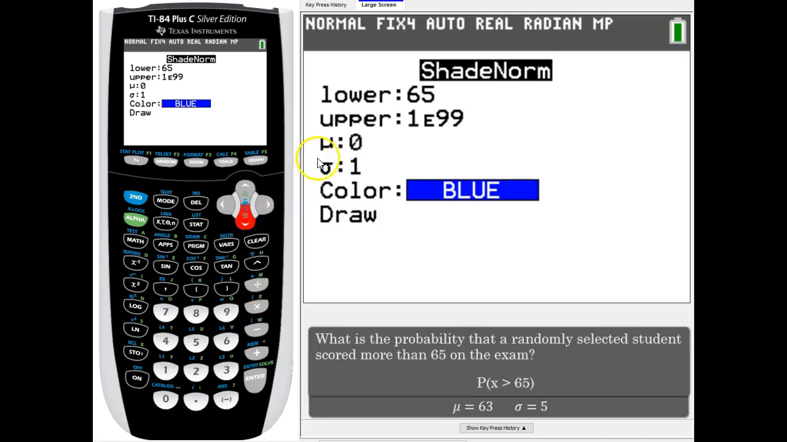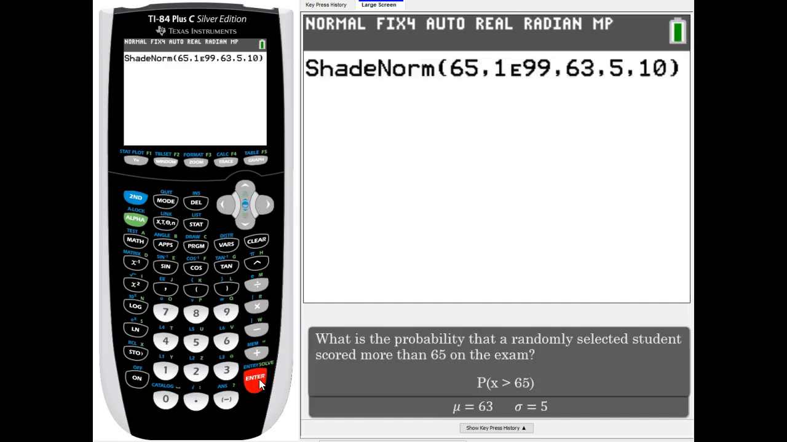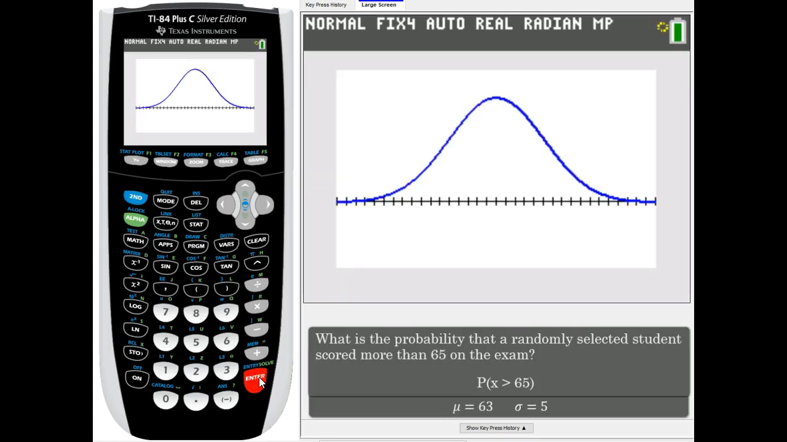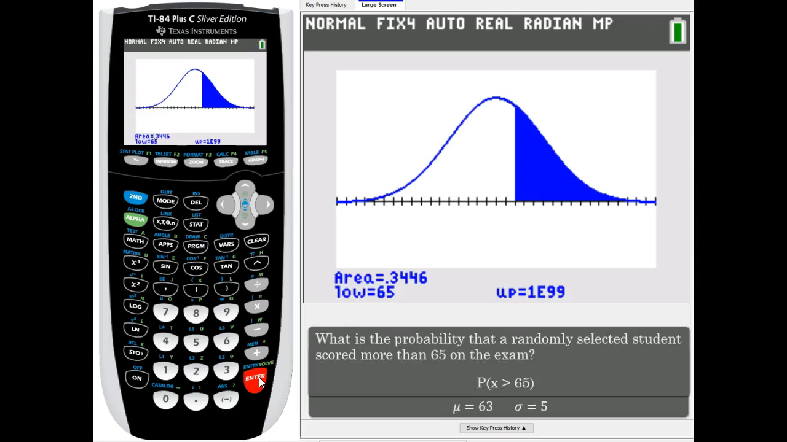All right. Now I need average. My mu is 63. My standard deviation, sigma, is 5. And I'm going to color it blue. Why not? And I'm going to go ahead and draw it. Because I already have the normal curve drawn, it's not going to look like it's doing anything for a little bit, but just hang in there. It will draw it. It's actually tracing over the normal curve that's there, and then it's coloring in more than 65.